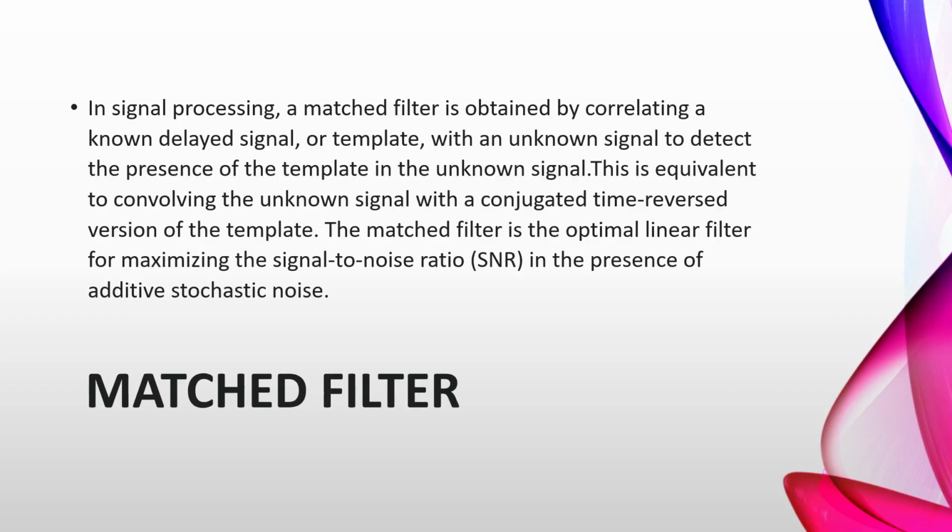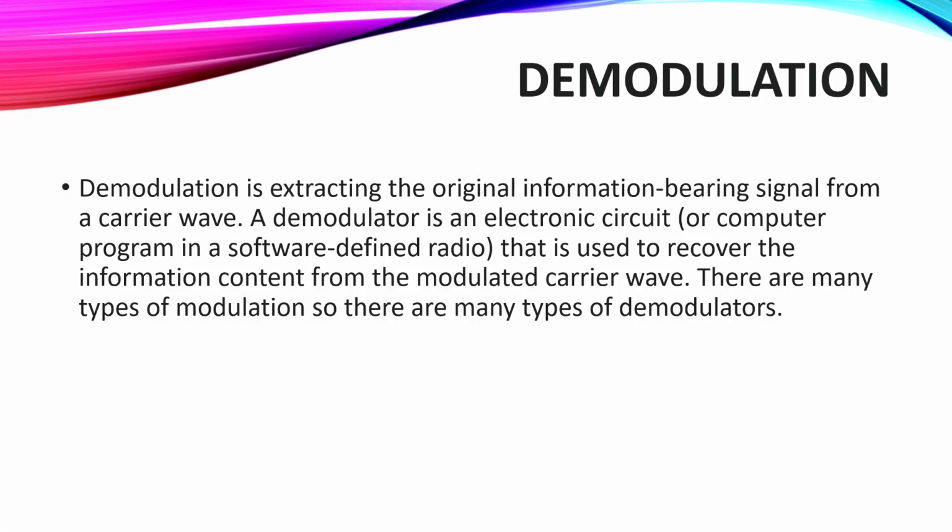A matched filter: why are we using it and what is it? In signal processing, a matched filter is obtained by correlating a known delayed signal, or template, with an unknown signal to detect the presence of the template in the unknown signal. This is equivalent to convolving the unknown signal with a conjugated time-reversed version of the template. The matched filter is the optimal linear filter for maximizing the signal to noise ratio in the presence of additive stochastic noise.